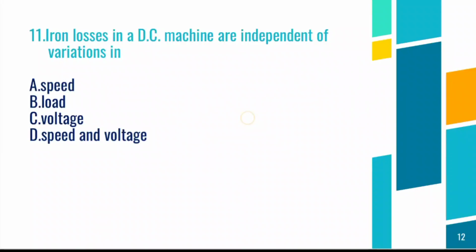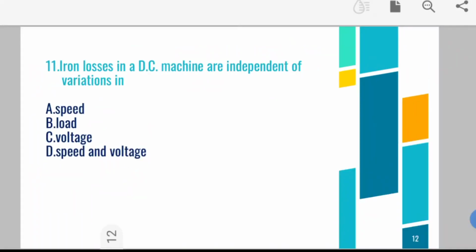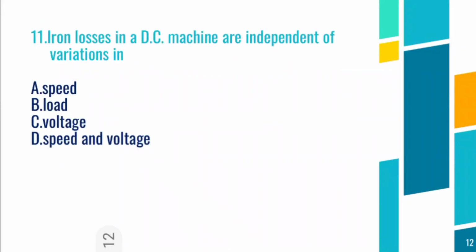Iron losses are independent of load because the load is not responsible for iron losses. These are constant losses. Whatever be the load, these losses will appear. They depend on speed and voltage. B, load, is the answer, because the iron losses do not depend on load; they depend on speed and voltage.